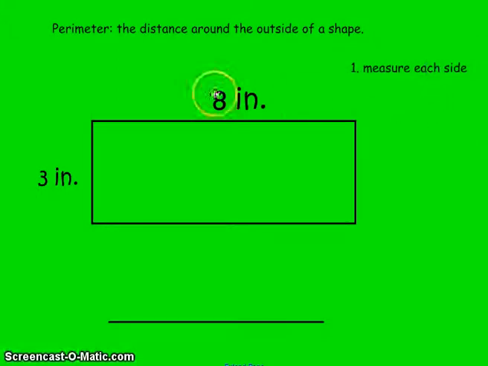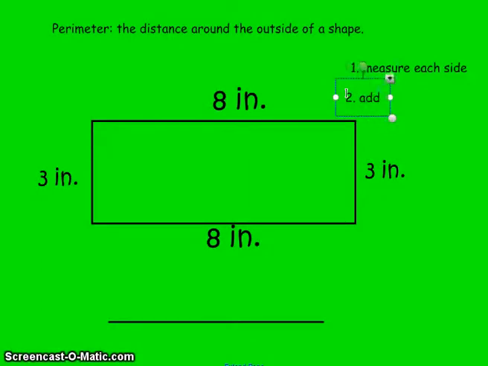Okay, so it looks like two sides have already been measured for me. I know one side is 8 inches and the other side is 3. It didn't tell me these two, but I know that if this top side is 8 inches, the bottom is going to be 8 inches, and if this side is 3, this side is going to be 3. So I went ahead, I did step 1, I measured each side.